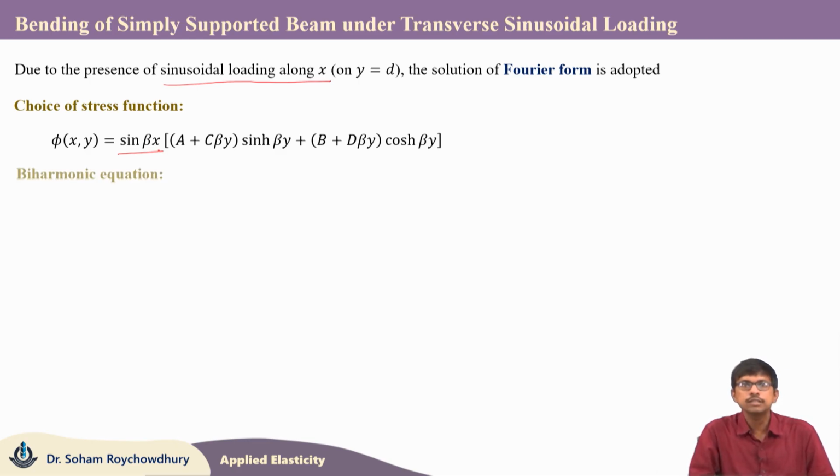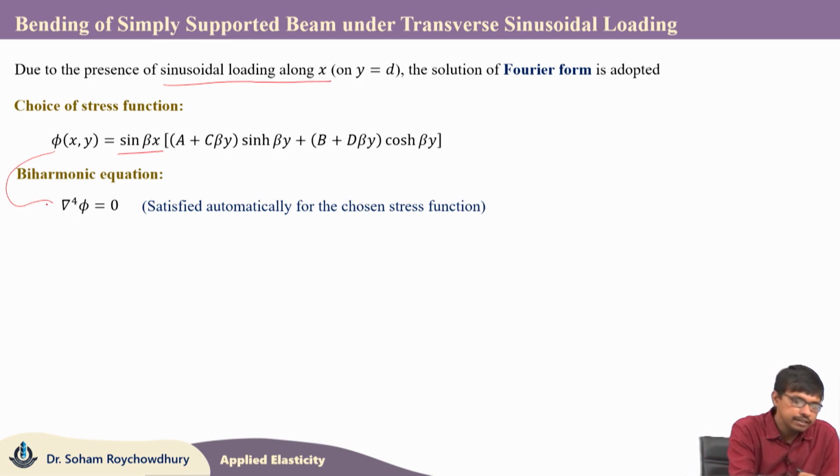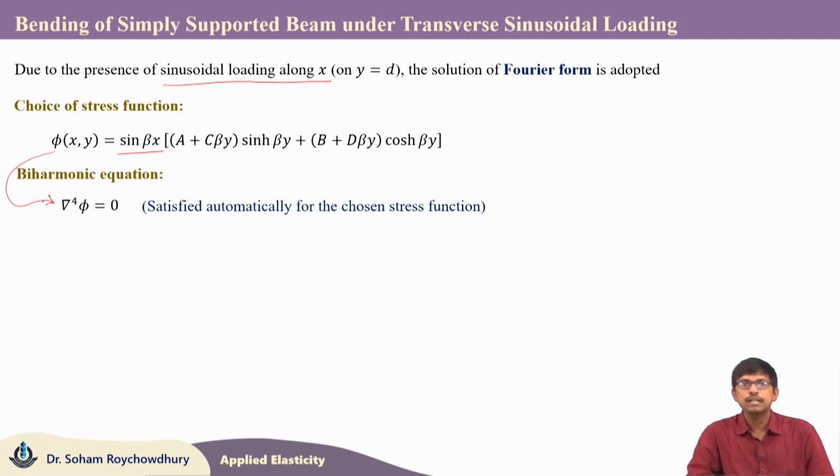Now, with this choice of stress function, if you substitute it in the biharmonic equation del 4 phi equals to 0, you can see this is automatically satisfied. This is left as an exercise. You can substitute this form of phi here and verify that this particular Fourier form solution of stress function would automatically satisfy the biharmonic equation. That was already done while deriving the Fourier form solution. We had imposed this biharmonic condition for finding the Fourier form of stress function phi.